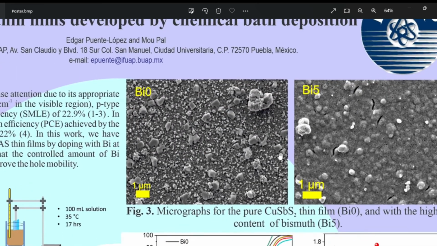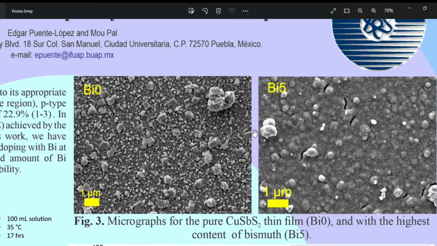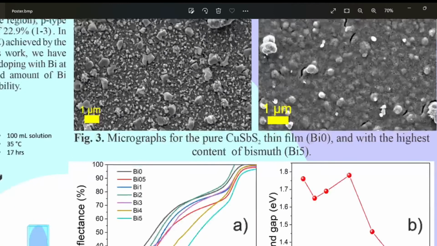We now turn to a brief morphological analysis. On the left, we have the sample without bismuth, that is pure copper antimony sulfide. Its morphology consists of large polyhedra on the surface and a granular bottom. On the right, we have the sample with the highest concentration of bismuth. We see that it is a different morphology from the previous one, purely granular, more compact, and dense. This change in morphology may be due to the fact that at this point we had more secondary phases present, so the initial morphology no longer prevails.